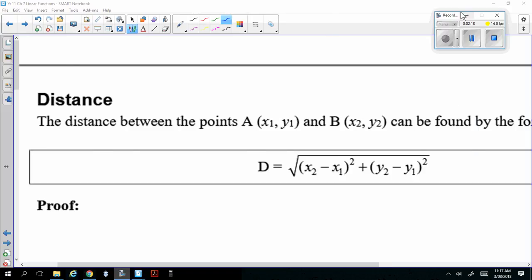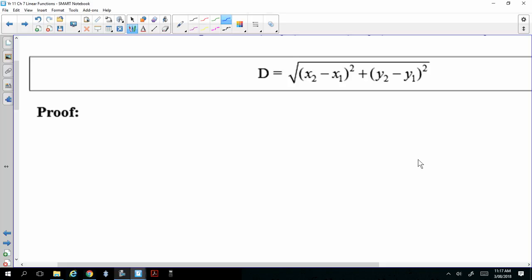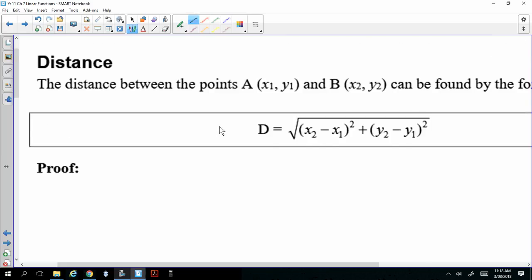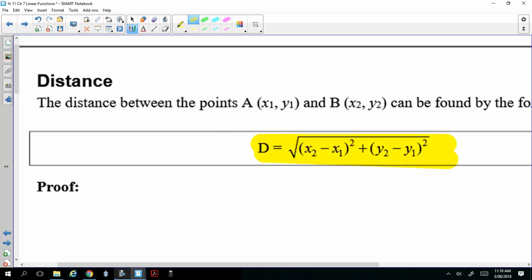Now we're going to look at distance between 2 points. The distance between 2 points formula, I think, is on the reference sheet. So have a look. Is it on the reference sheet? Yeah, it is on the reference sheet. But it will be good to remember it so you know how to use it.